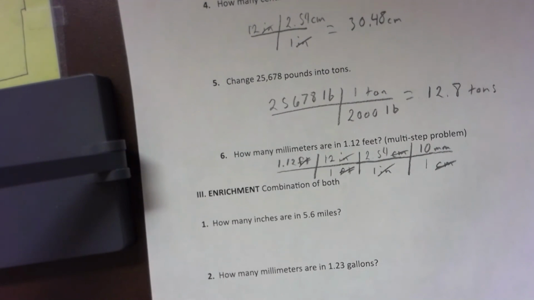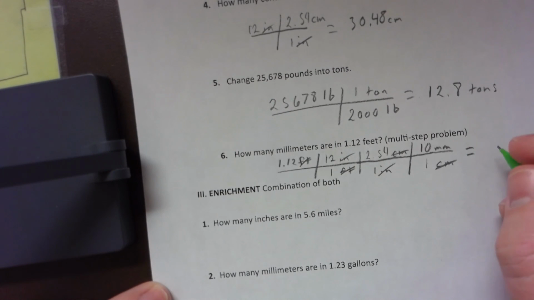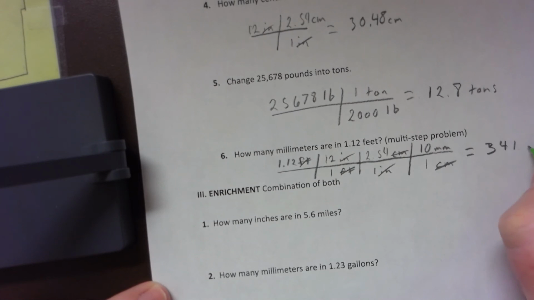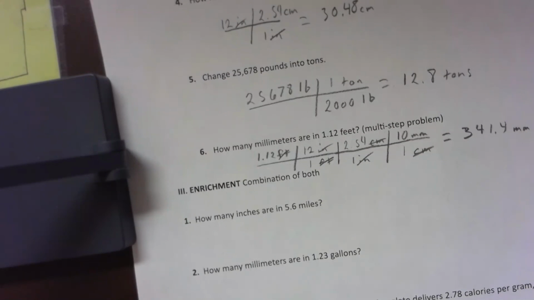So now it's just a simple multiplication problem. You just go from each step. So 1.12 times 12 times 2.54 times 10. And it is that simple. So it gives us an answer of, in 1.12 feet, there are 341.4 millimeters.